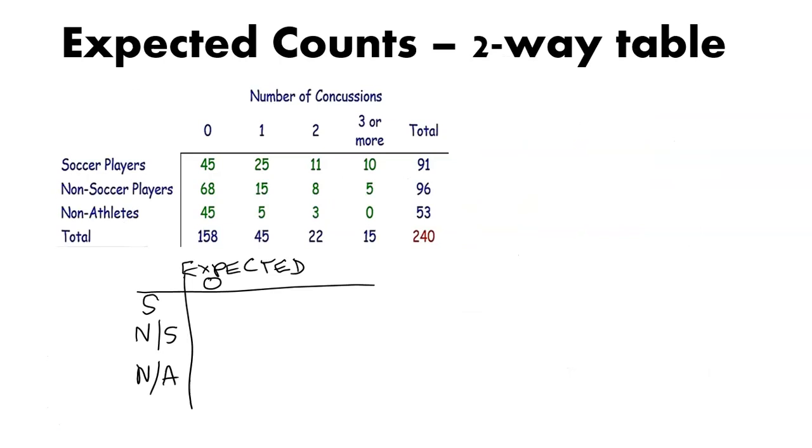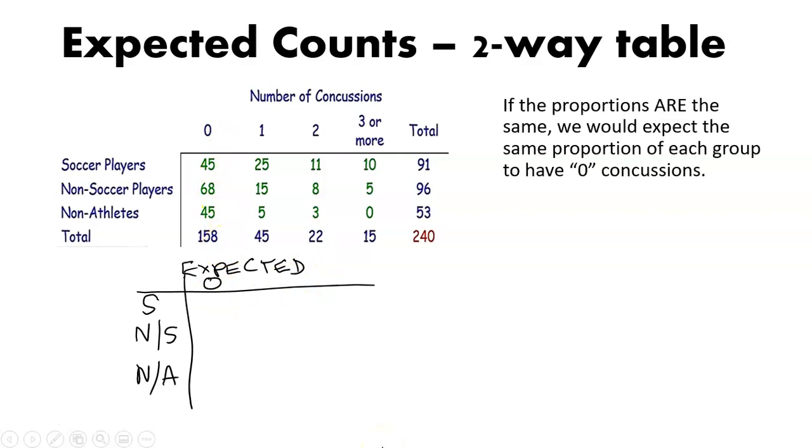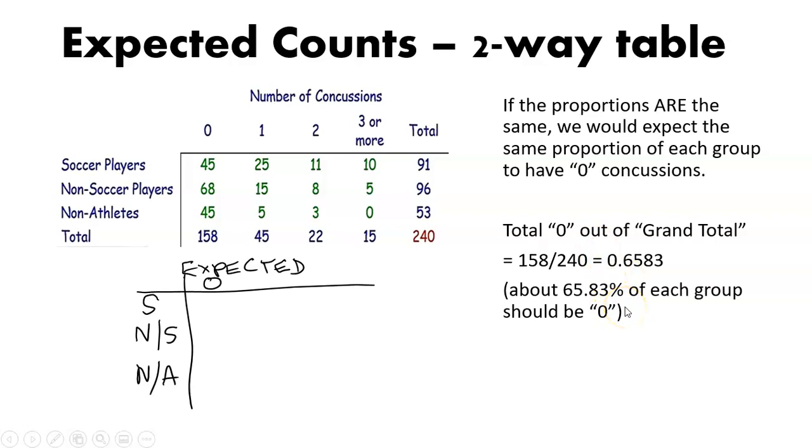So the expected counts for a two-way table, and I have my lovely little table ready here of soccer players, non-soccer players, and non-athletes, and I'm looking for expected counts. We're just going to talk about 0 here for a second. If the proportions are the same across all the populations, soccer players, non-soccer players, and non-athletes, we would expect the same proportion of each group to have 0 concussions. So if I take 0 out of the grand total, that's 158 out of 240, I end up with about 66%, which means about 65.83 or about 66% of each group should be 0.